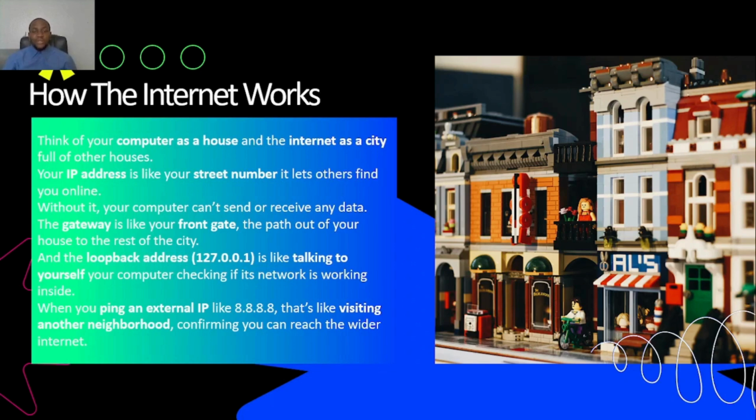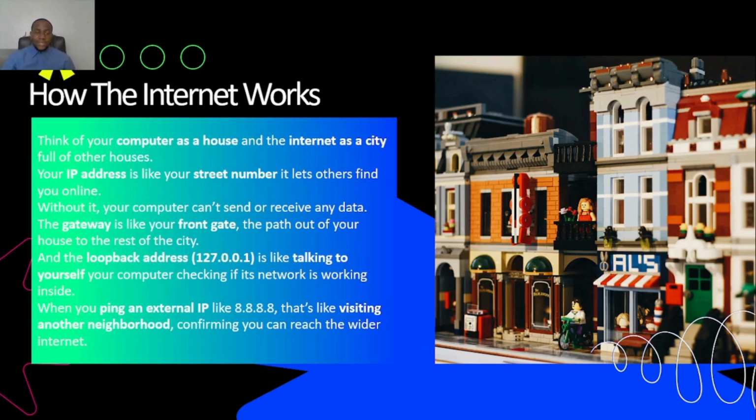So the best way to describe it is how I've written it down for you here. Think of your computer as a house and the internet as a city full of other houses. The IP address is like your street number and it lets others find you online. You have two main types of IP addresses, which are your public and your private address, but I will discuss that on another date. Without your computer, you can't send or receive any data. The gateway is like your front gate, the path out of your house to the rest of the city. The gateway is usually associated with things such as your router.